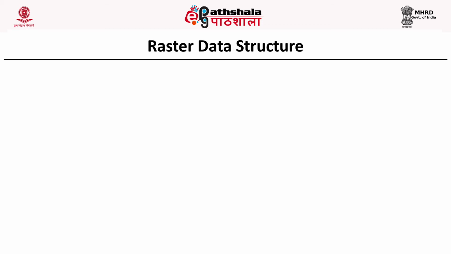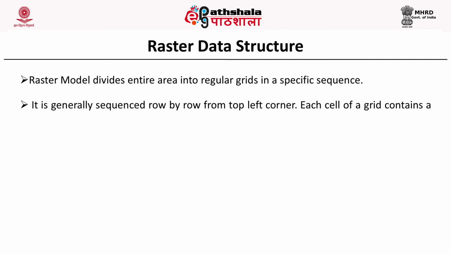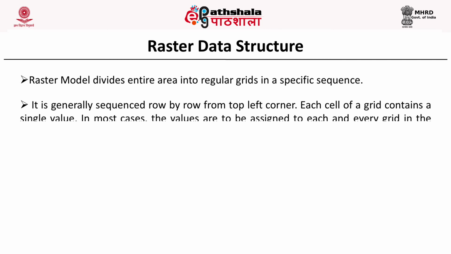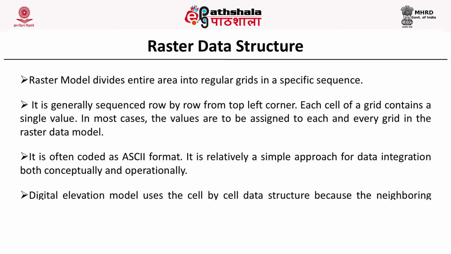The next one is the raster data structure, which divides any area into regular grids in a specific sequence. It is generally sequenced row by row from the top left corner. Each cell of a grid contains a single value. In most cases, values are assigned to each and every grid cell in the raster data model. It is often coded in ASCII format. It is relatively a simple approach for data integration, both conceptually and operationally.